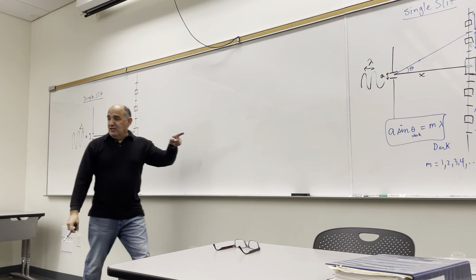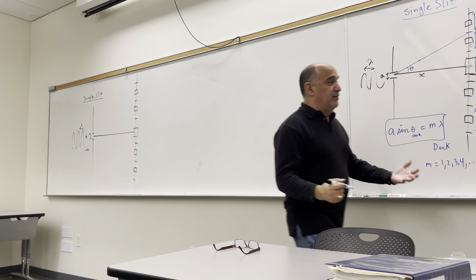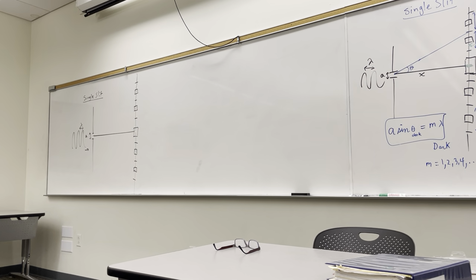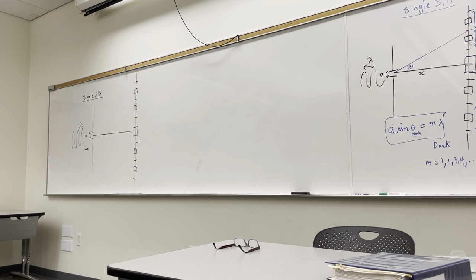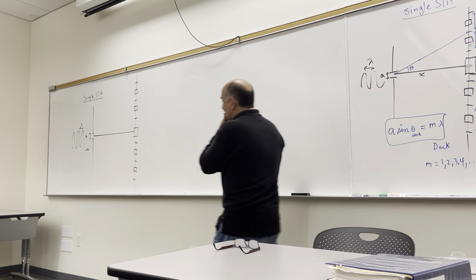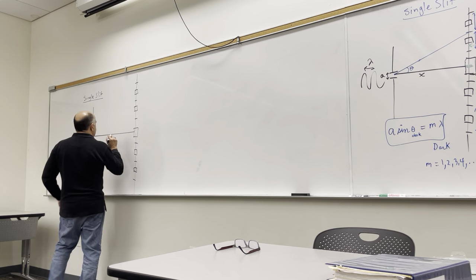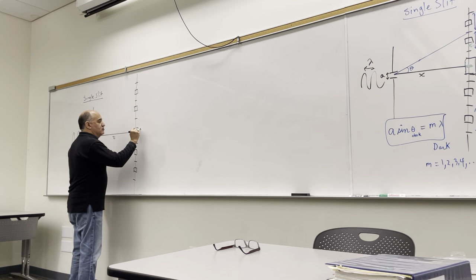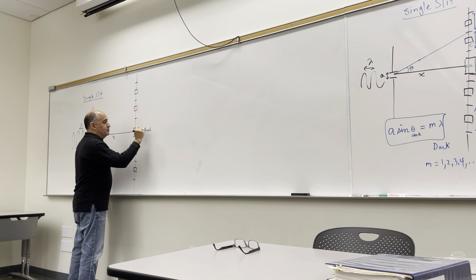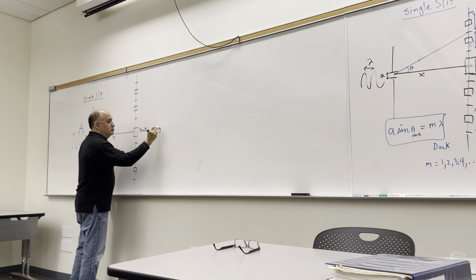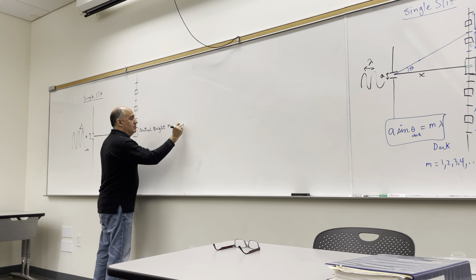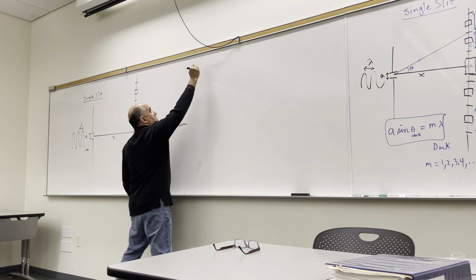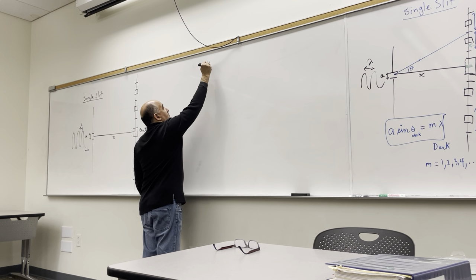And the condition for destructive interference is this, correct? Correct. So this distance here is x. This is the central one, and that one is bright, as you saw in that picture that I showed you. But what I have over there is a condition for the dark fringes.